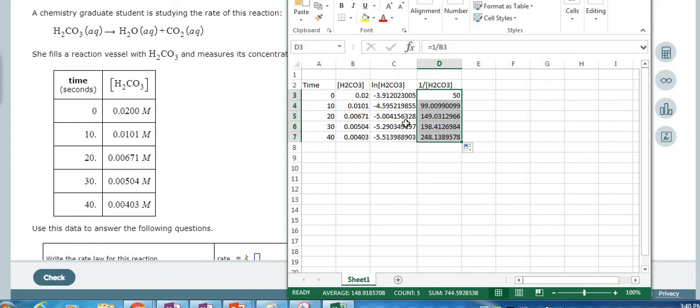Okay, so now let me do my plots. I'm going to go ahead and plot time here. I'm going to do this first order kinetics first to see if I see something that is linear.